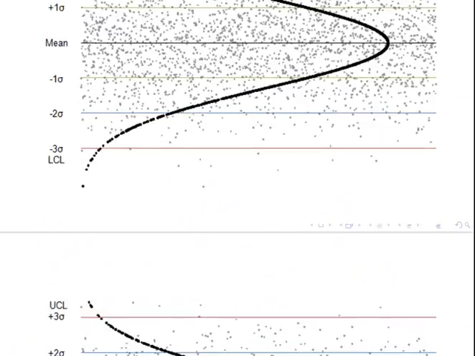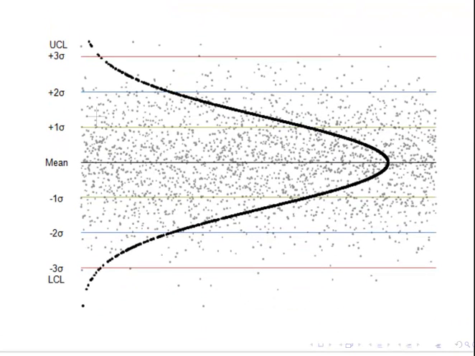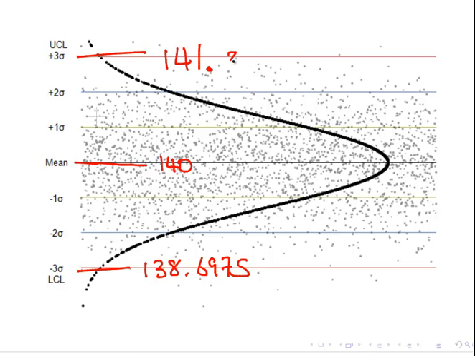So essentially what we would draw here, let's say for argument's sake this is our process control, our mean. So our mean line here would be 140. Our lower control limit would be 138.6975, and our upper control limit up here would be 141.3025. Okay, and essentially what we're expecting is that 99.7% of the values should be within those boundaries, the upper and lower control limit.